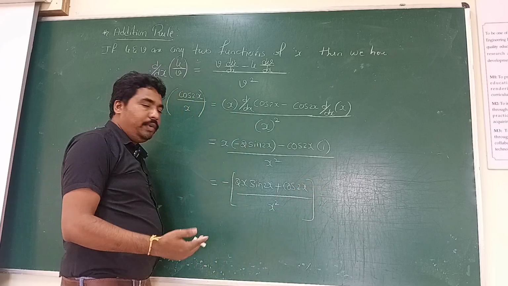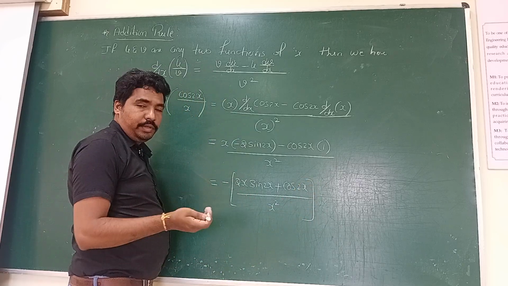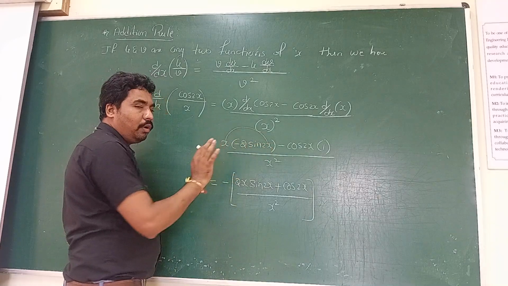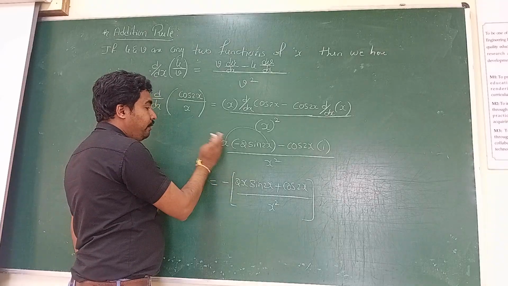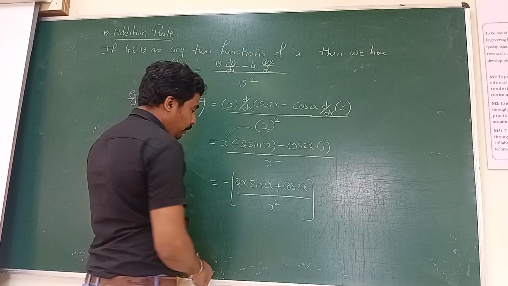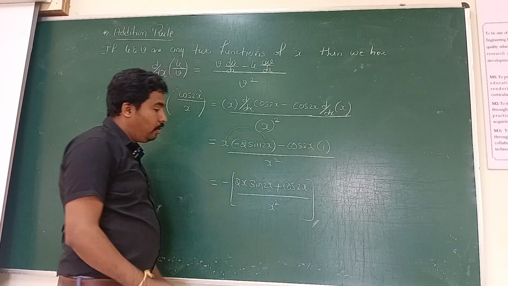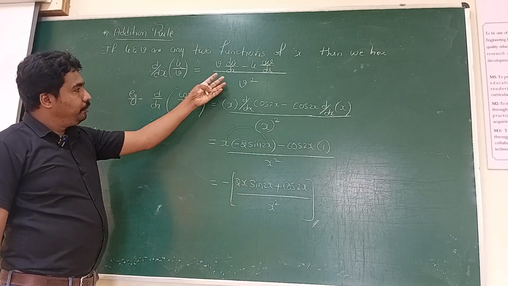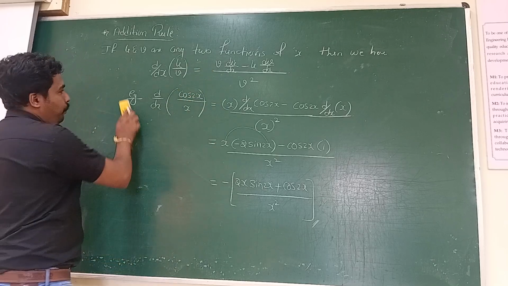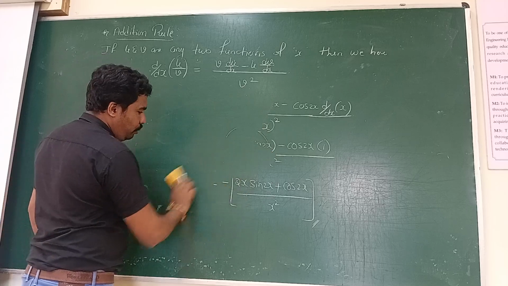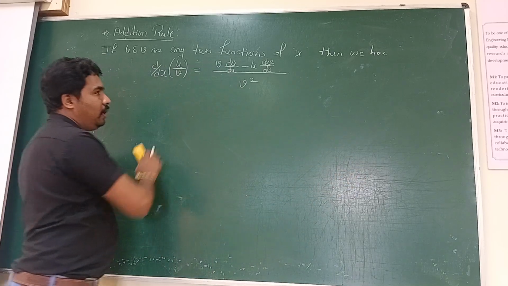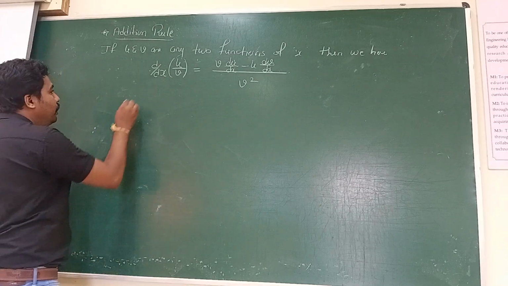Some students will commit a mistake, a very rare mistake: students may multiply this x and this x, which is wrong. Don't do that, because this is a free term and this is under the function, so you cannot multiply them. So this is how we operate the division rule with respect to any two functions. If you want, I will take one more example so that you can easily understand this division rule concept.